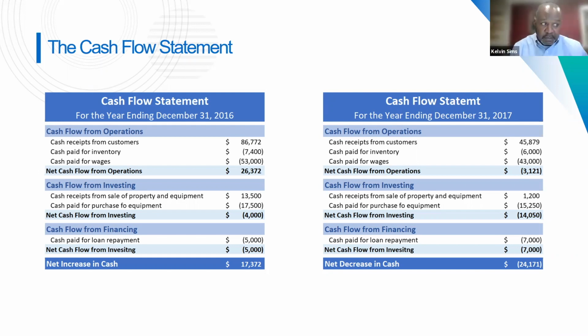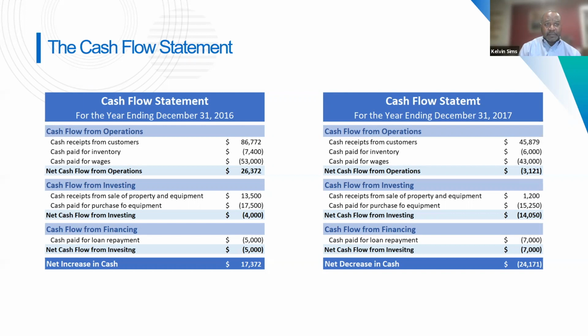Could have been profitable, could not have been profitable. But from a cash flow standpoint, it made sense. It said that they had a good way of bringing in cash to pay their expenses for that year. Good job for the company in 16.